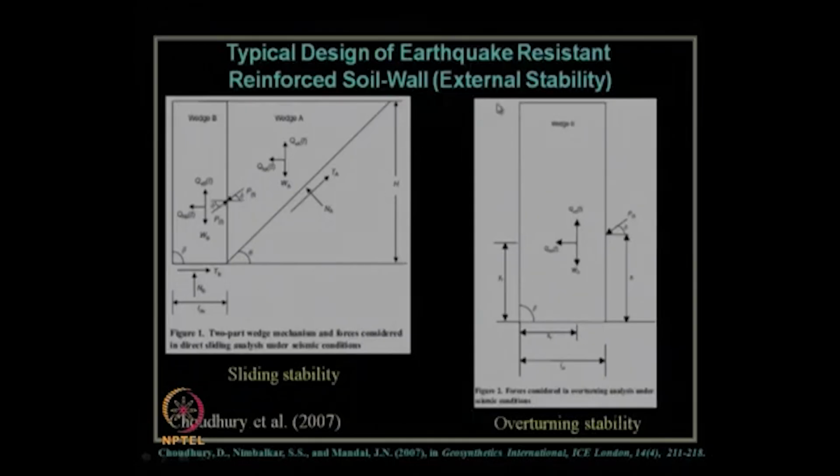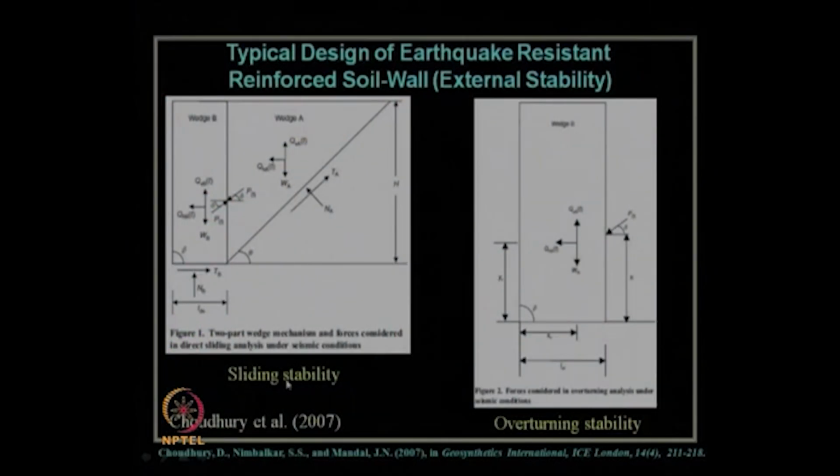Now, coming to the external stability of this reinforced soil wall, we now know how to design in terms of internal stability. When we talk about the external stability of this reinforced soil wall, let us see over here. As I said, there are two cases, sliding stability and overturning stability. The details of this analysis are available in the journal paper by Choudhury et al. 2007, that is Choudhury, Nimbalkar and Mandal 2007, published in the journal Geosynthetics International, by the Institution of Civil Engineers, London, UK. This is the volume number and page number.